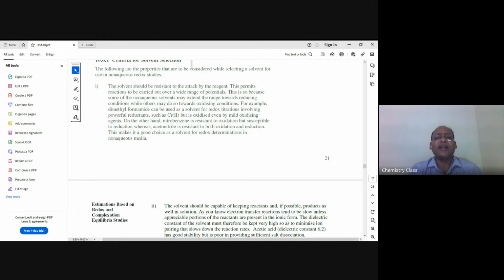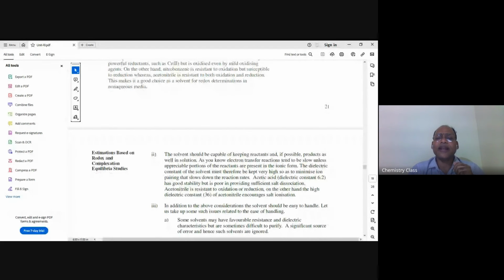For example, dimethyl formamide can be used as a solvent for redox titration involving a powerful reductant such as chromium(II), but it is oxidized even by mild oxidizing agents. So this is the scenario.